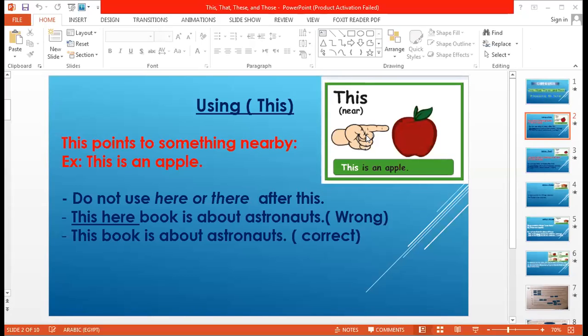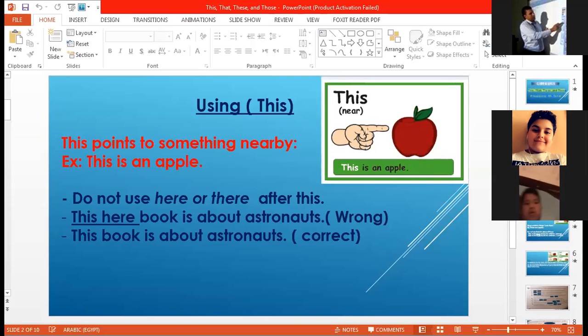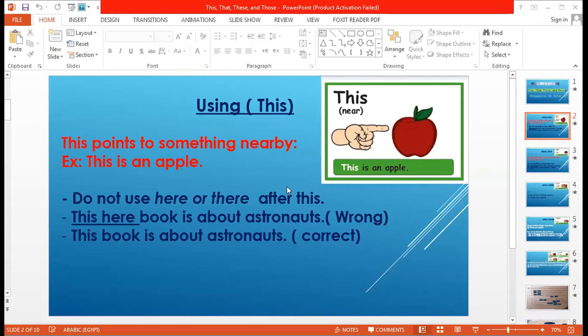It's an apple. This apple, is it far from the hand or is it near? Is it far or near? Can you hear me? No one can answer. Near. Okay. So, and how many apples are there? Just one. Yes? Just one.